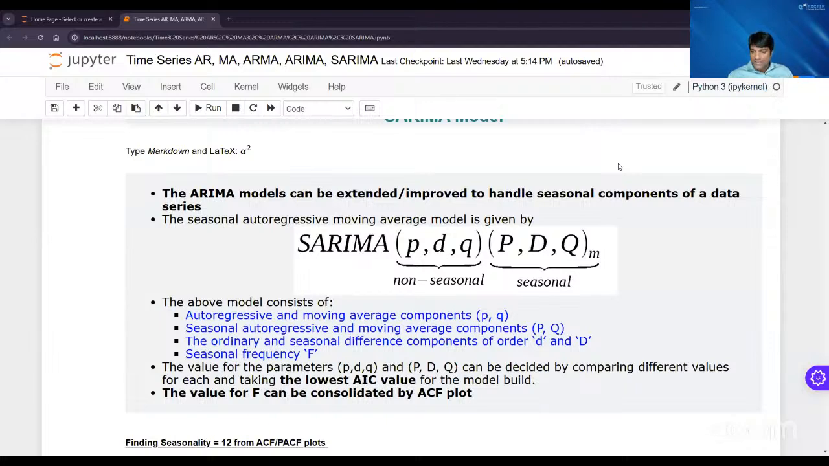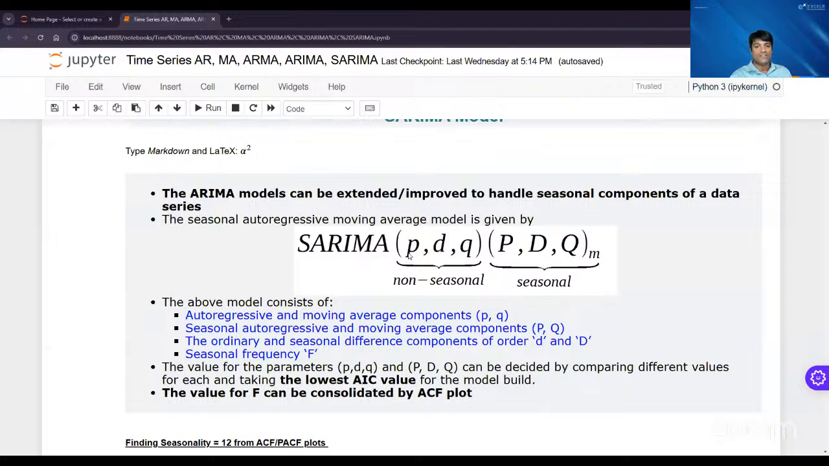So keeping this in mind, here we are trying to introduce the seasonality factors as well as the trend and the seasonal factors, which we are denoting with the capital P, D, and Q. So don't get confused. Small p, d, and q are non-seasonal factors, and capital P, D, and Q are the seasonal factors in the SARIMA model.